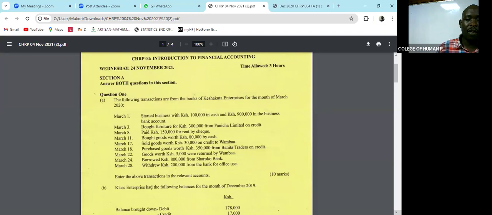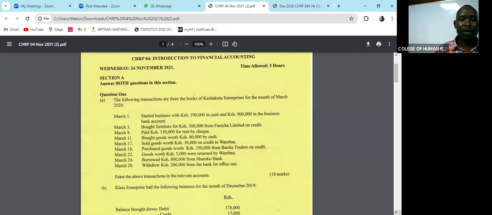Goods worth 5,000 were returned by Wamba. Those are known as sales returns. You debit the sales returns. Sales returns is always debited. If you debit the sales returns, then you credit the customer returning the goods, who is Wamba.